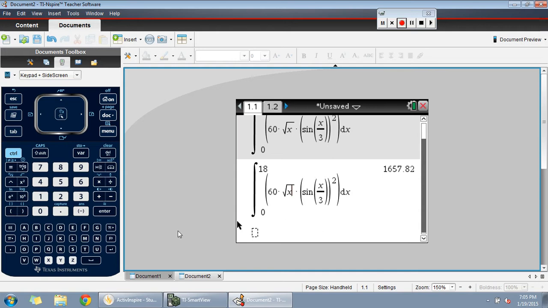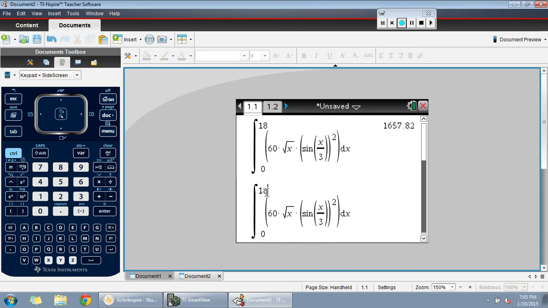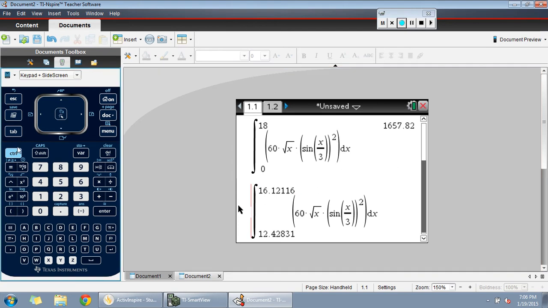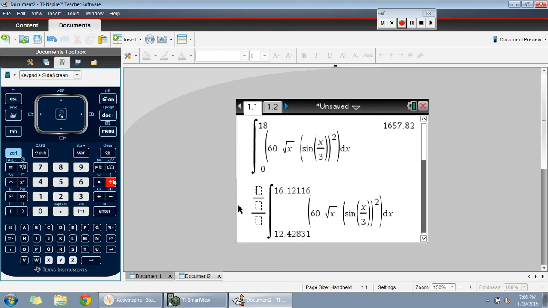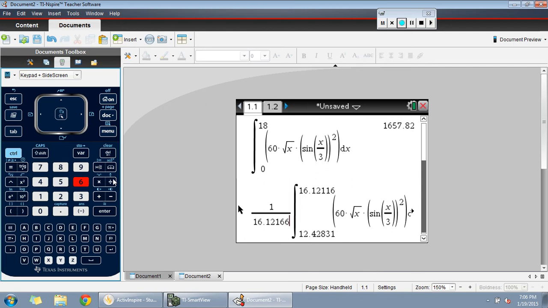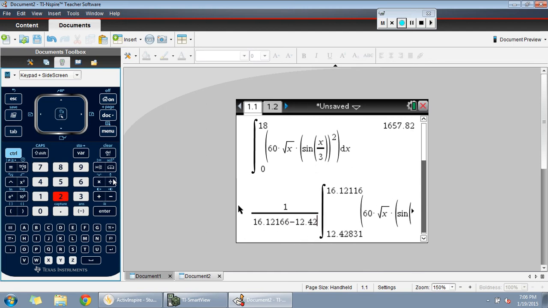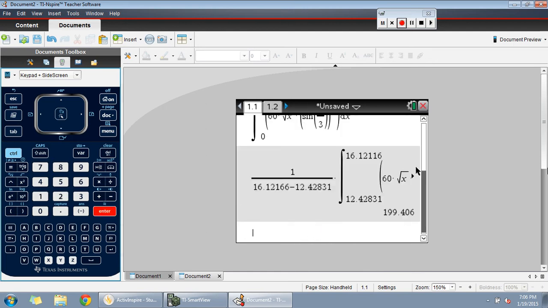We do the same thing on the Inspire. We can have this, but we're going to change our limits of integration, 16.12166, and the bottom one was 12.42831, and up in front we're going to do a fraction, 1 over 16.12166 minus 12.42831. And we also get 199.406, slight variation, but I think we can still count that.